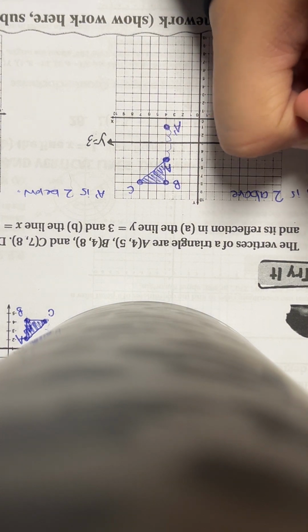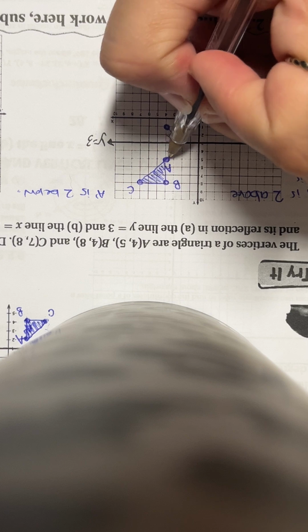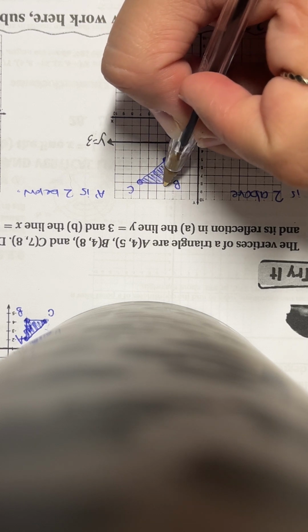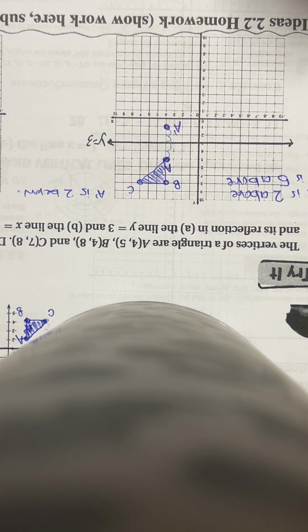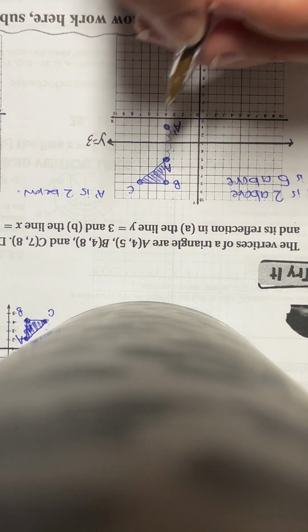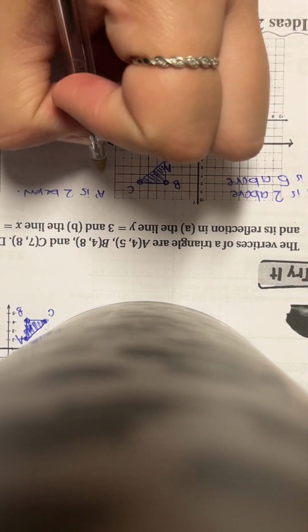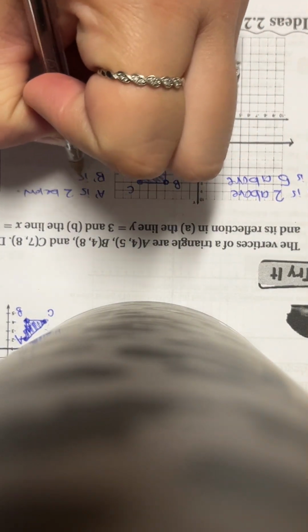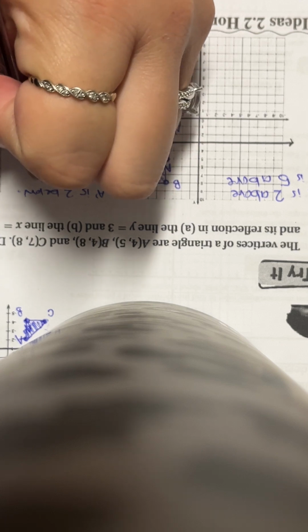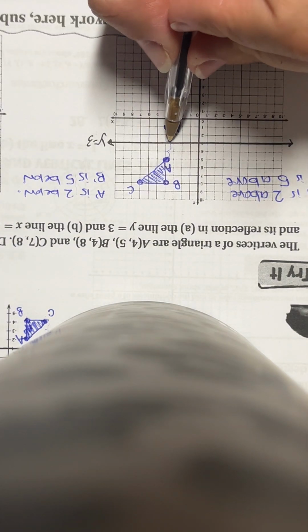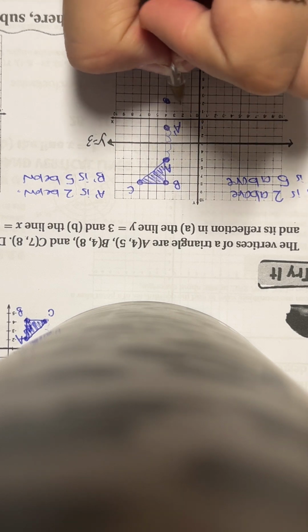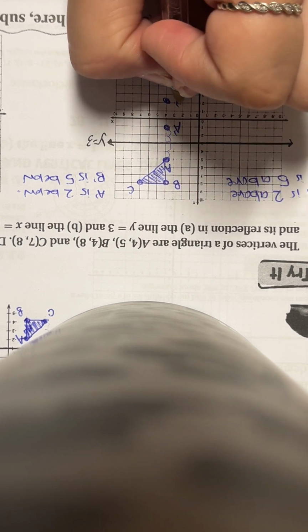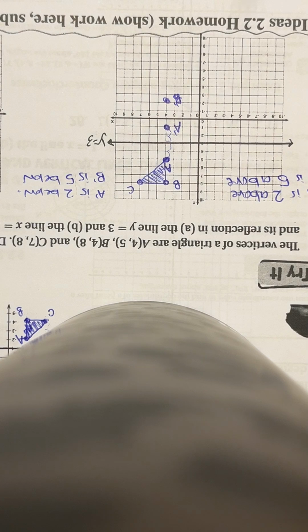Okay, B is, let's count it, 1, 2, 3, 4, 5 above the line. So 5 above. And from there, we need to make B prime 5 below the line. Okay, so start at the line and count 1, 2, 3, 4, 5 below, and that is your new B prime, okay?